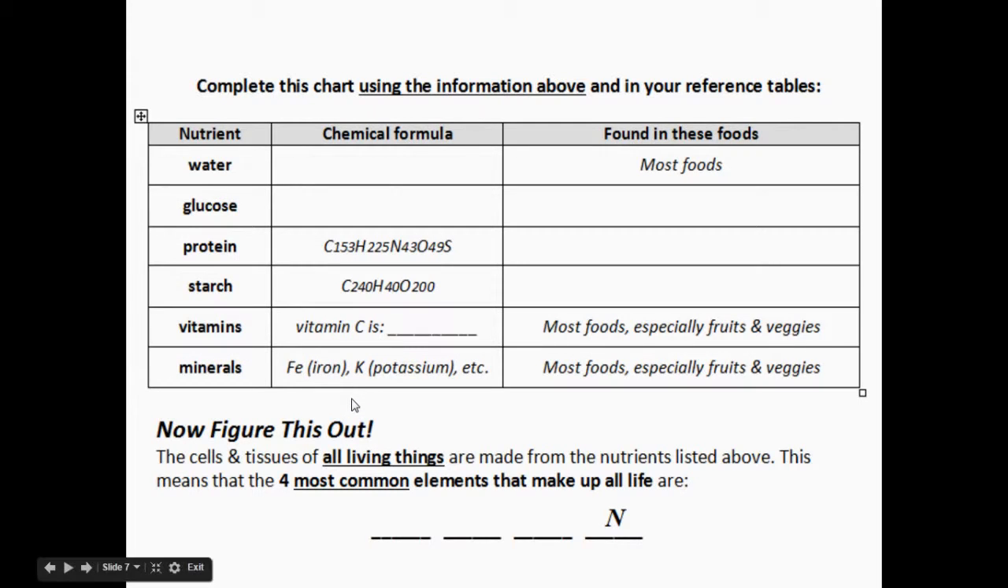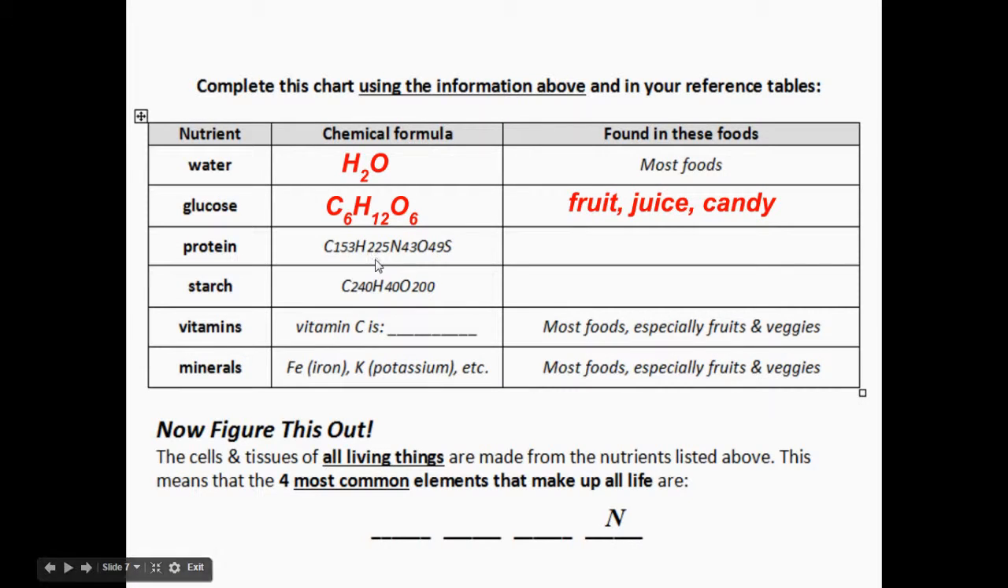Okay, hopefully you filled it in. Hopefully you've got the right idea that water has the formula H2O, and it's found in most foods. Glucose, maybe you got this one, maybe you didn't. Glucose is C6H12O6. That wasn't in the paragraph, but you could have looked it up somewhere else in your digestive system packet. Glucose is found in things like fruit and juice and candy.